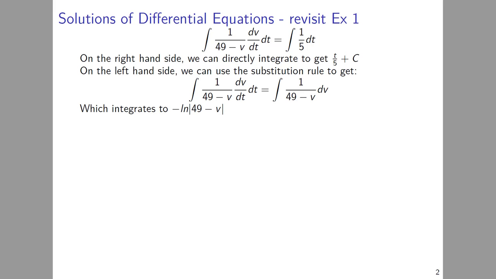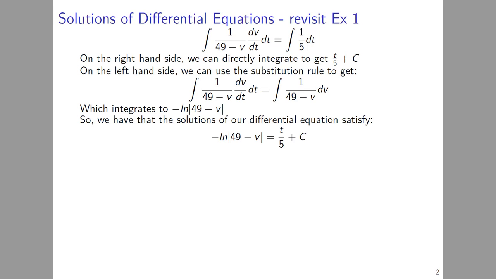So we've found that the solutions of our differential equation satisfy negative the natural log of the absolute value of 49 minus v is equal to t over 5 plus c. I'd like to note here that there should have been a constant of integration on the left-hand side as well. But as we did in the last example, we can combine both constants of integration on one side. Moving forward, we'll likely only write the constant of integration from one of the integrals.